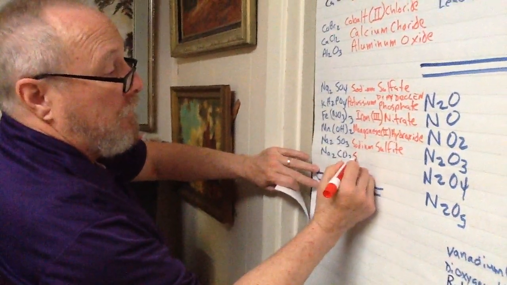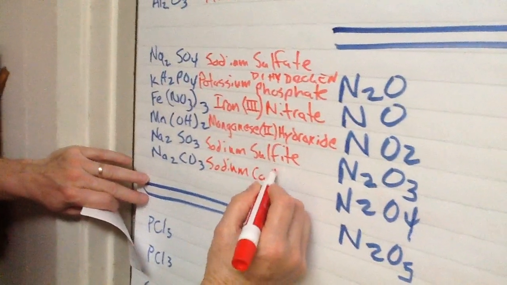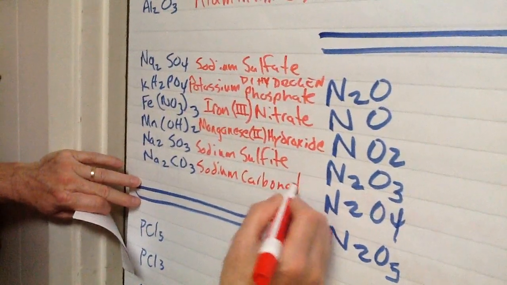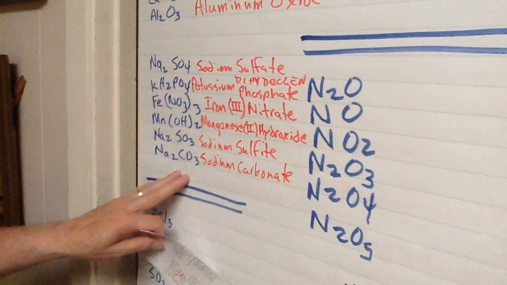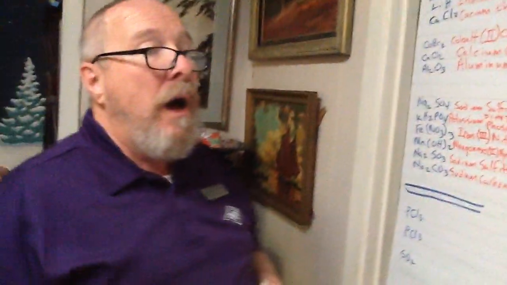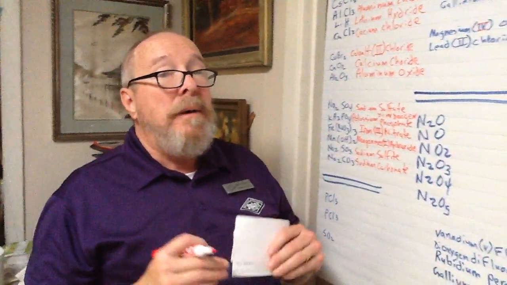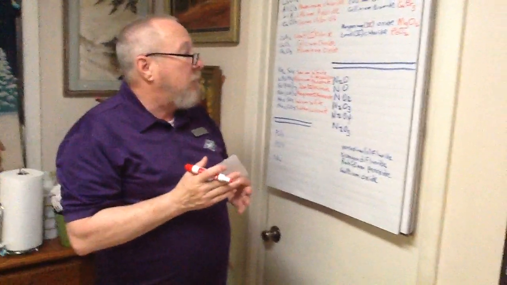And finally, sodium carbonate. 2 sodiums. Carbonate is always 2 minus, and that is sodium carbonate. So, that's it for the binary ionic compounds. Let's talk about binary covalent compounds, where we have things held together by covalent bonds.